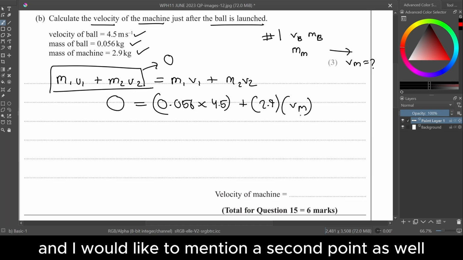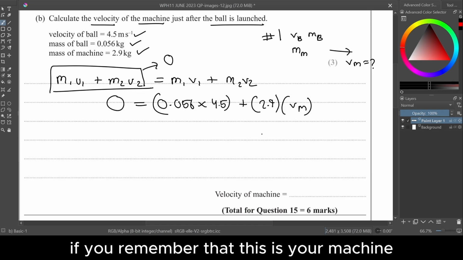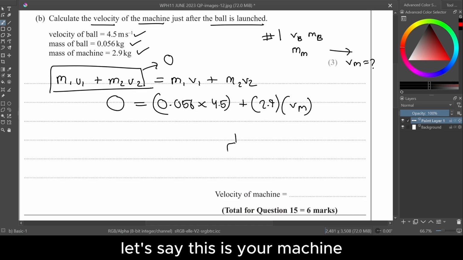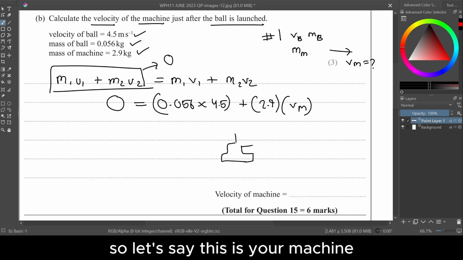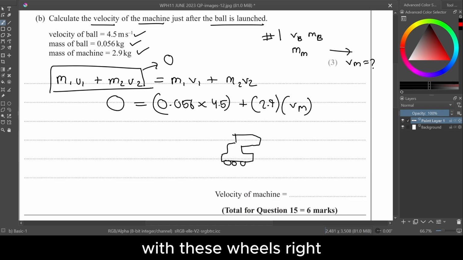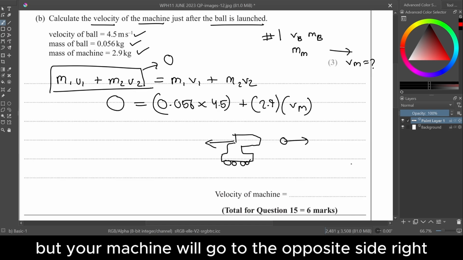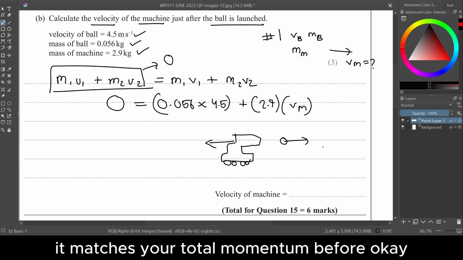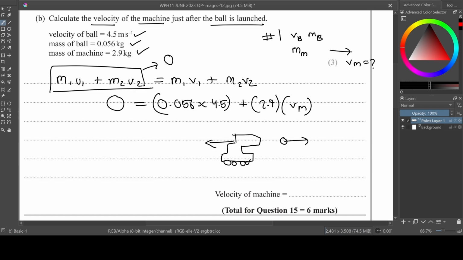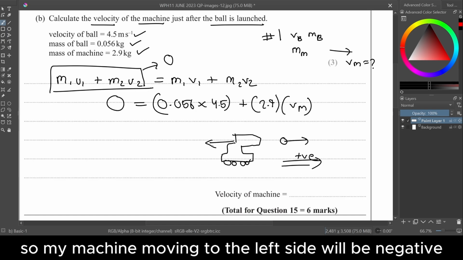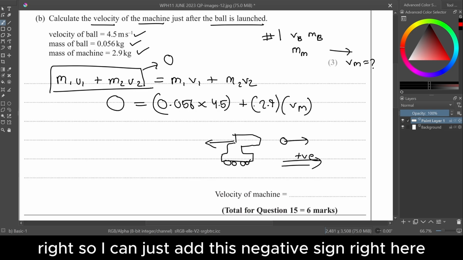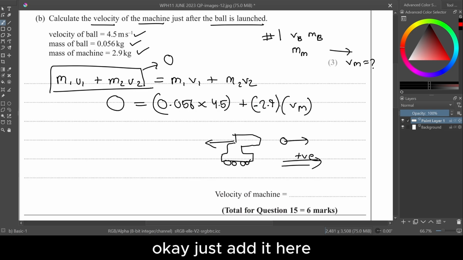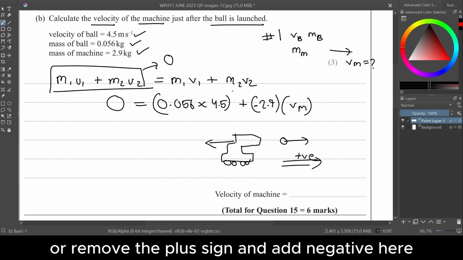And I would like to mention a second point as well. If you remember, let's say this is your machine. I'm not good at drawing, so let's say this is your machine with these wheels, right? And this is your ball, right? Your ball is going right, but your machine will go to the opposite side, so that your total momentum matches your total momentum before. Okay, so it's up to you whatever direction of motion you want to take as positive. So I will take the right side as positive, so my machine moving to the left side will be negative, right? So I can just add this negative sign right here.